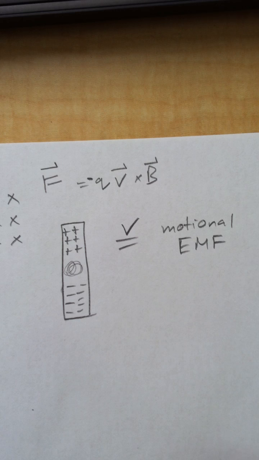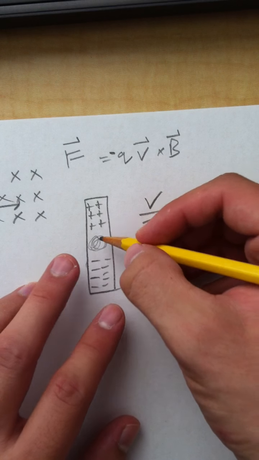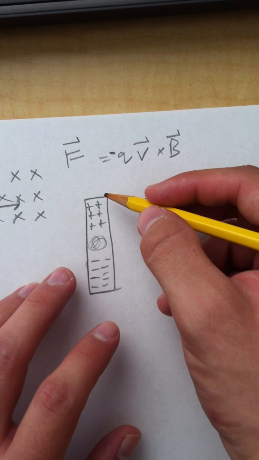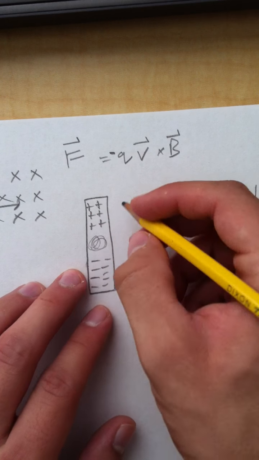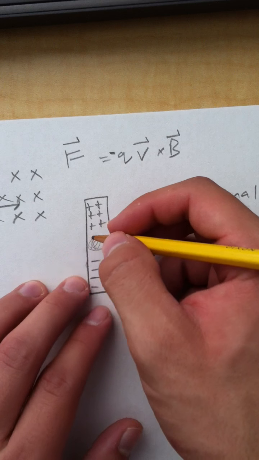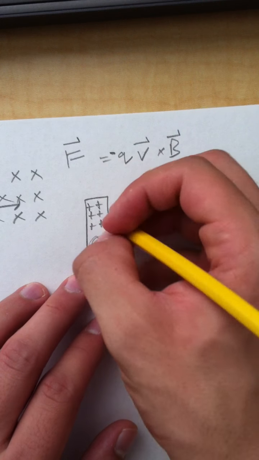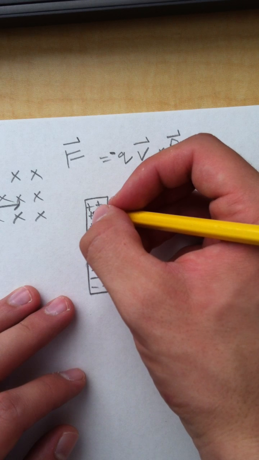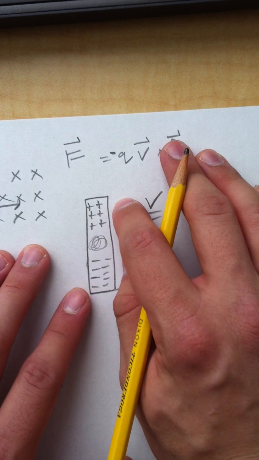Oh yeah, and one last thing is the migration of these two charges. It stops when the forces on them are equal. Okay, so they reach an equilibrium pretty much. The force down, and the attracting force between the positive and negative. When those forces equal each other, that's when the migration of the two charges stops.